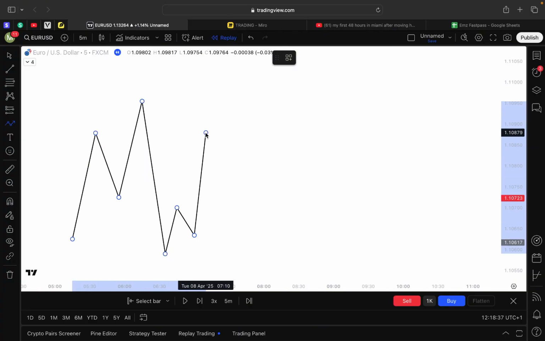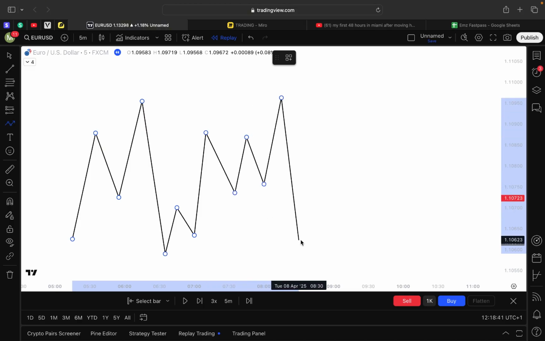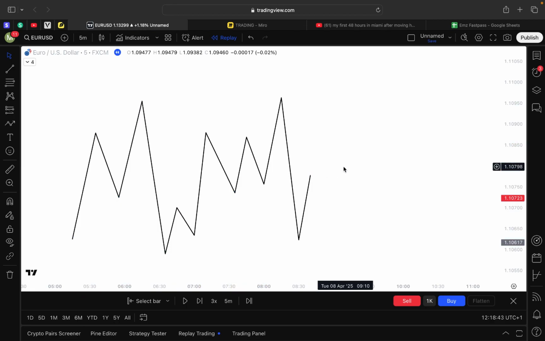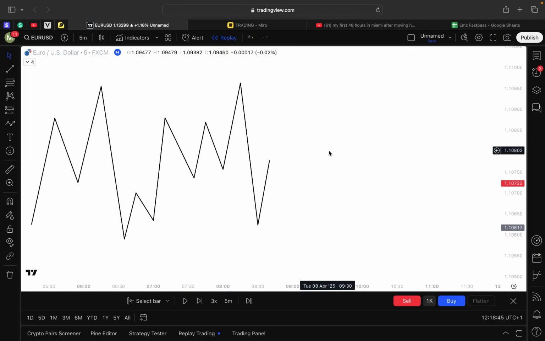So let's say this is Asian session. You let price do whatever it wants, right? Once it hits your specific trading time, this is what you need to do. You need to wait, and you need to mark out the highs and the lows. So this is the highest point, and this is the lowest point, right? Once you mark out the highest and the lowest point of Asian session, here is what you need to do.